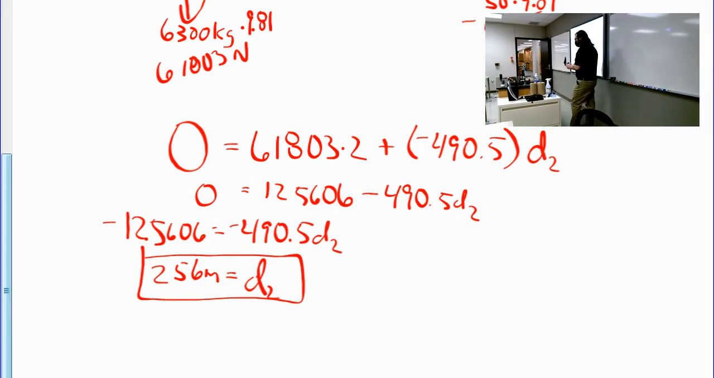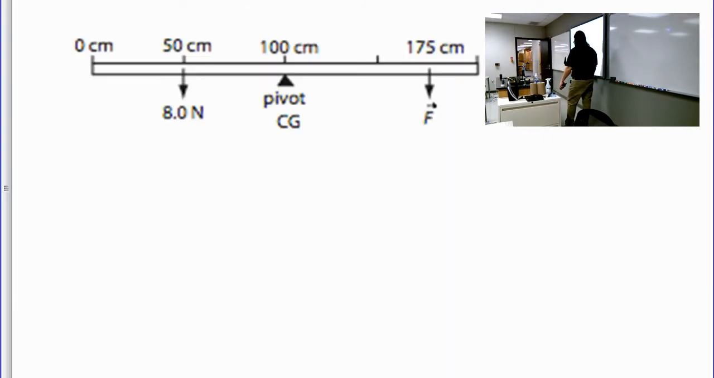But what you can also do is set your left side equal to your right side and solve it that way too, okay? Because saying that they all add up to 0 is also saying that the left side of the fulcrum is equal to the right side of the fulcrum. And again, it doesn't really matter if you do it that way, okay?